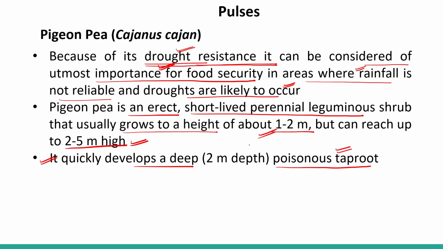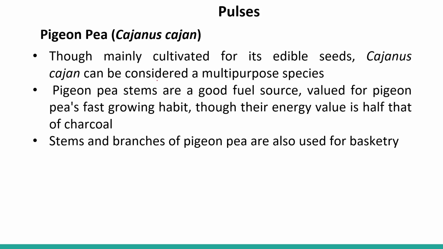They have a taproot that can grow 2 meters deep in the soil. So, though mainly cultivated for its edible seed, Cajanus cajan can be considered a multi-purpose species, right? Because the stems are a good fuel source. Stems can be used as a fuel source, right?